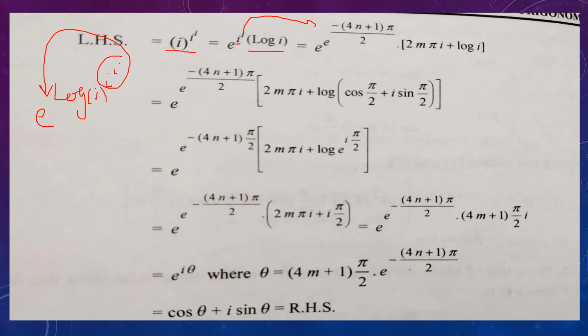Here we will use m because small n is already used above. So we will take small m plus log iota, and we know that its polar form is cos pi by 2 plus iota sin pi by 2. It can be written as e raised to iota pi by 2. So this power comes ahead, and this is written as e raised to power e. There are two e's, so don't get confused here. So we get this thing.